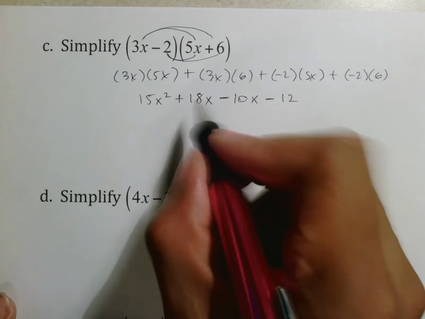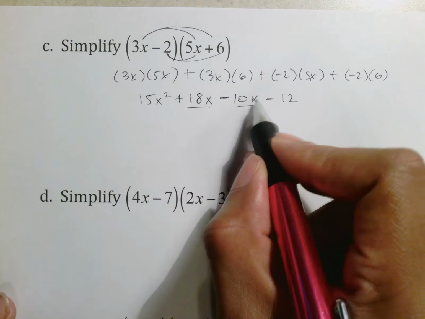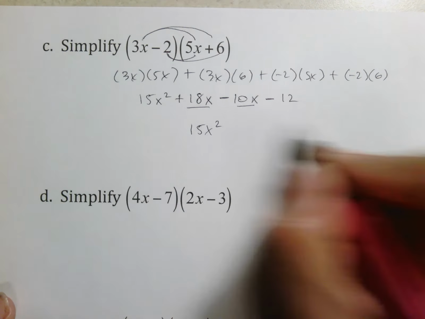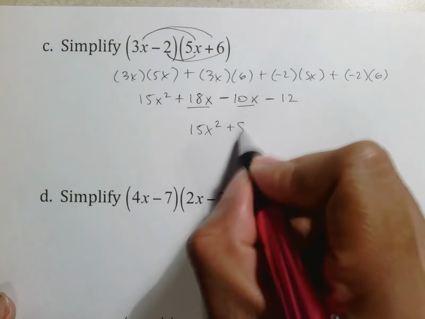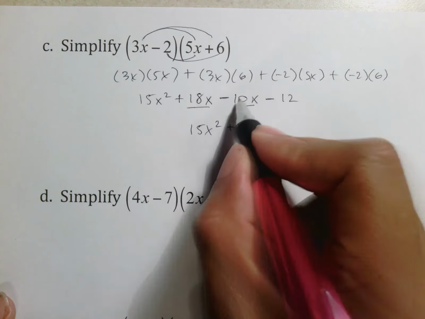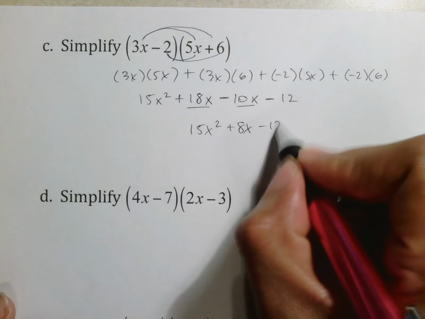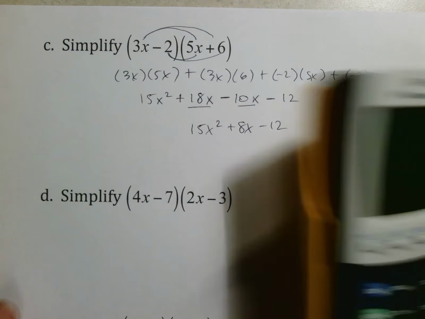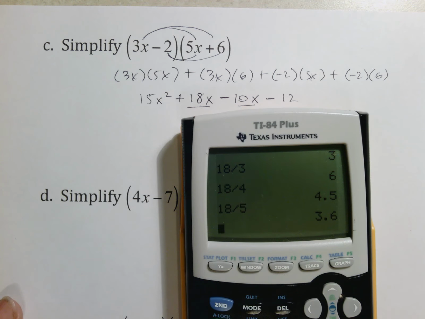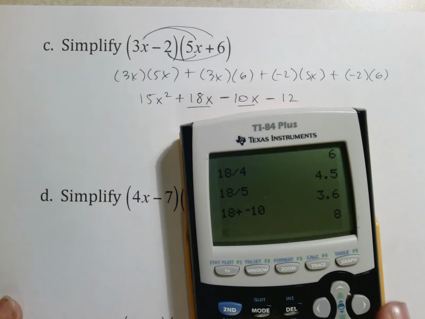And again, the last thing we do is combine any like terms. X and x can be put together. So 15x squared comes down plus 8x because that's positive 18, negative 10, minus 12. If you're having issues with the sign, just type it in the way it is. 18 plus negative 10, and your calculator will tell you it's 8.